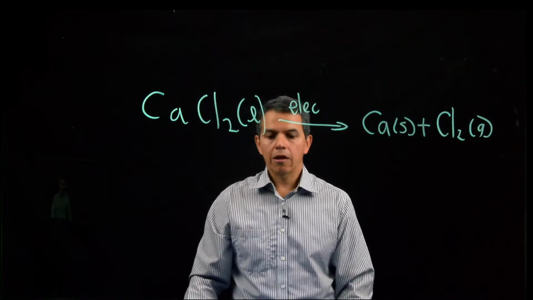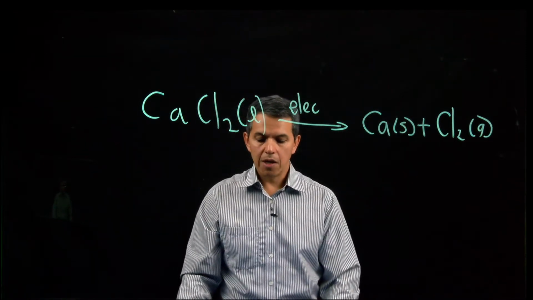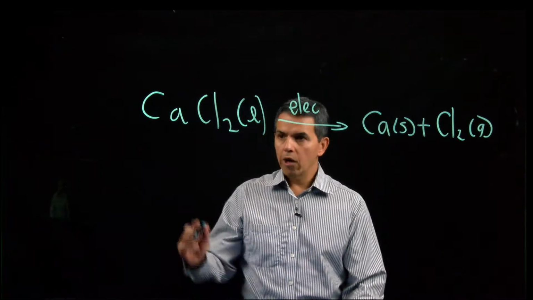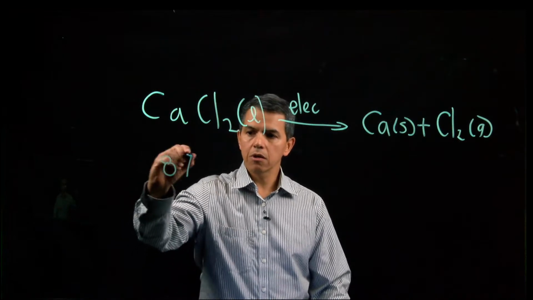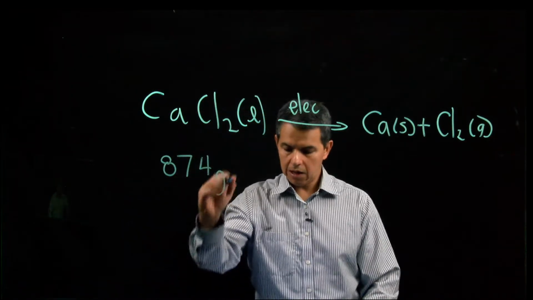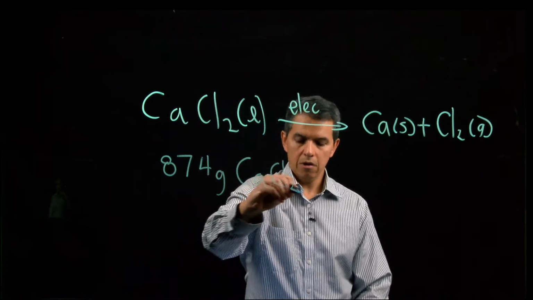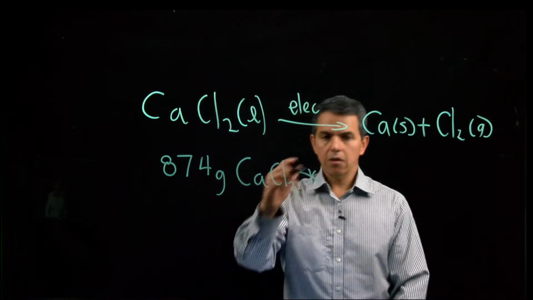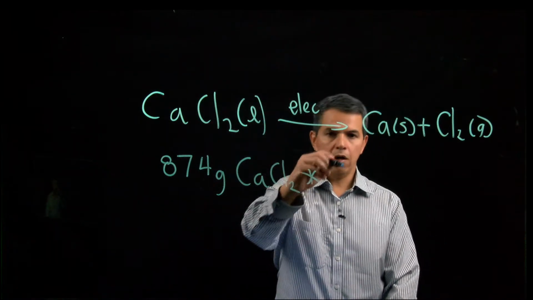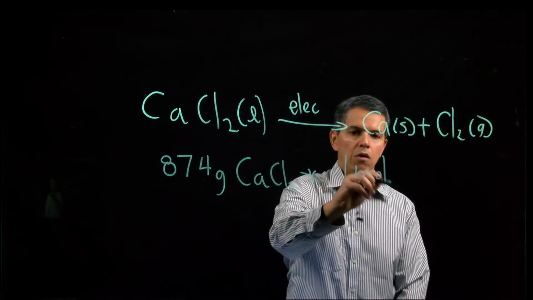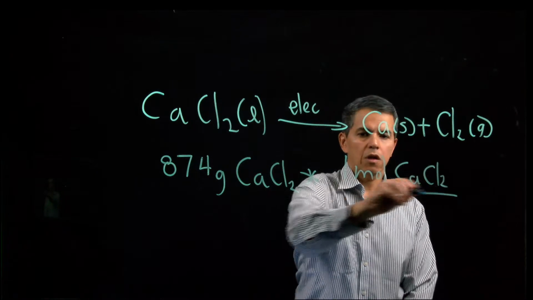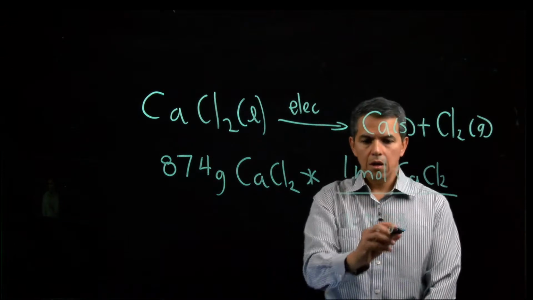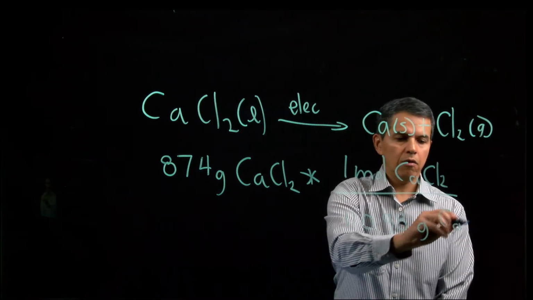Now we are going to calculate the moles of calcium chloride that are being melted in this particular case to form Cl2. So we are given 874 grams of calcium chloride, and we also need the formula mass of calcium chloride. So 1 mole of calcium chloride has a formula mass of 110.98 grams of calcium chloride.